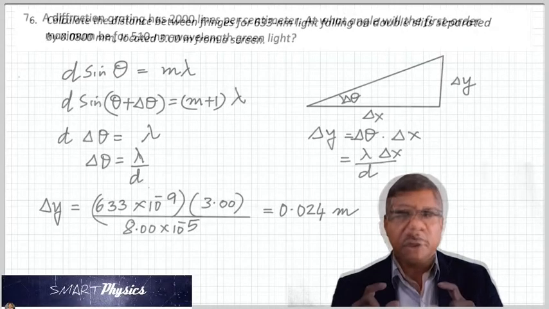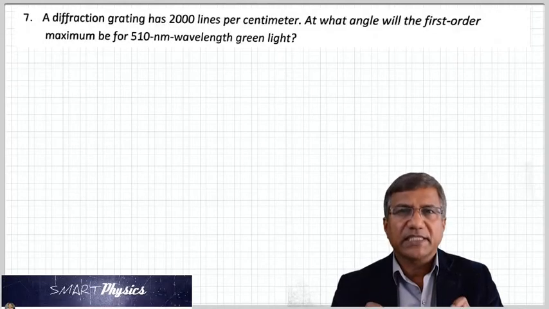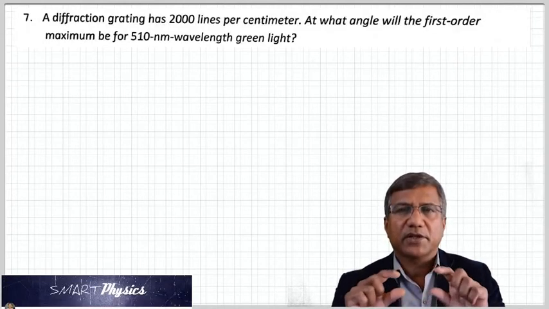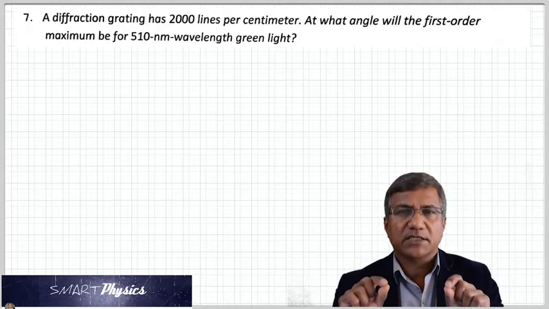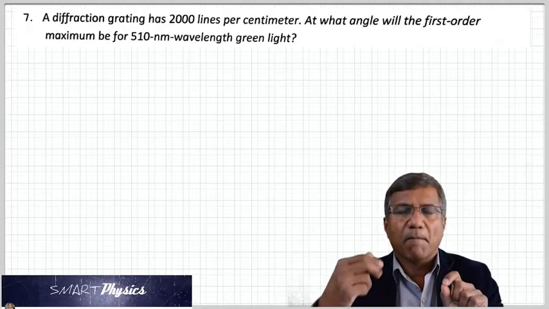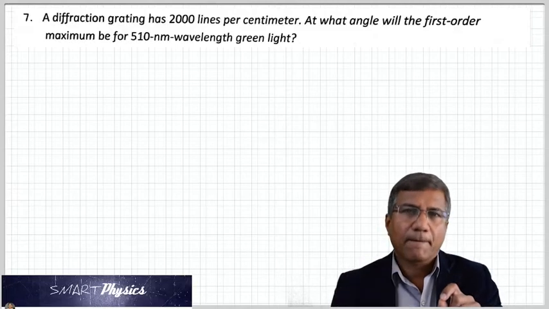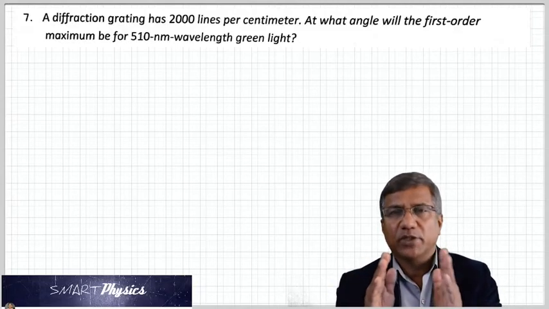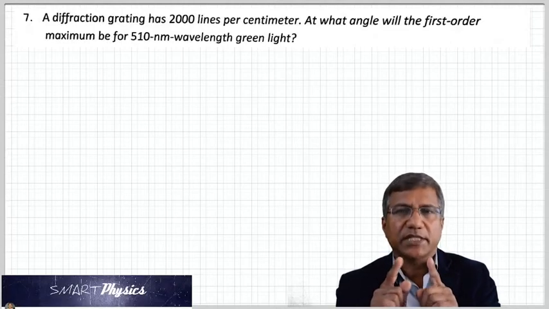0.024 meter. We have to talk about the diffraction grating, or you're going to see this in the lab. A diffraction grating is a small piece of glass which has multiple slits on it. These slits are so close together that you would have like 5,000 slits in 1 centimeter.